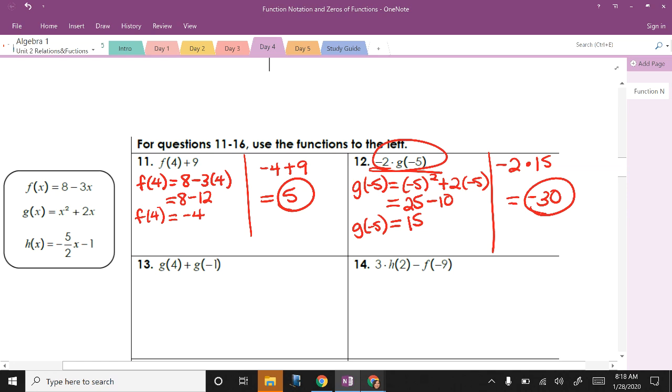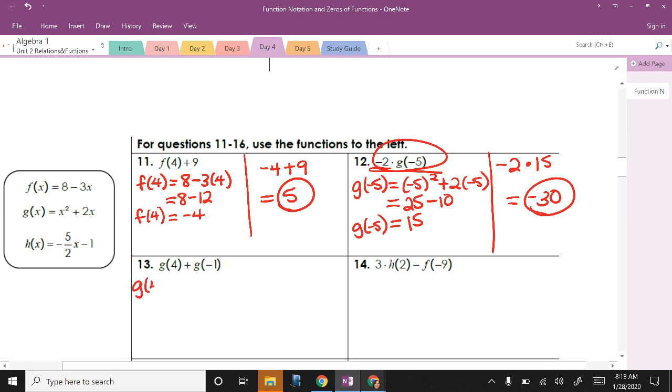All right. Number 13 looks a little different. Right? For 13, we have to plug in two of them, don't we? We first have to find g of 4 and then g of negative 1, and then you add them together. Y'all see that? Okay, so let's do it.